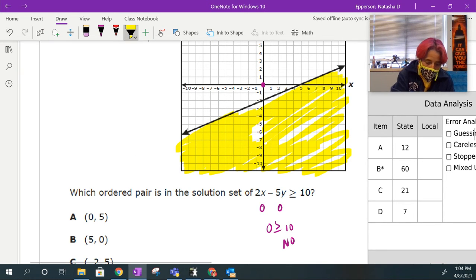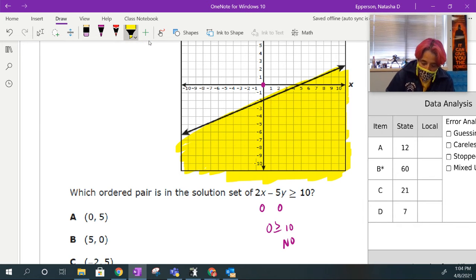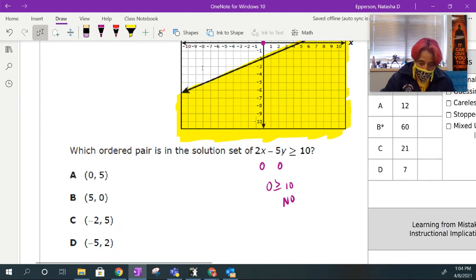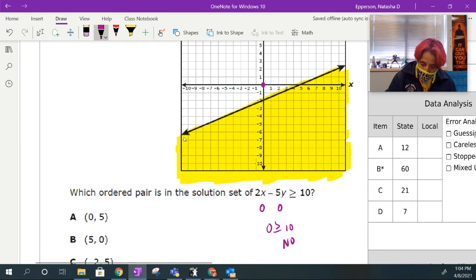Should have done a bigger highlighter. There we go. All right. So these are all of my solutions to this inequality. Now I'm going to plot these points. So we've got 0, 5. Oops, hold on, that's the wrong one. 0, 5 is up here. That's out. We've got 5, 0, that's here, that's on it.